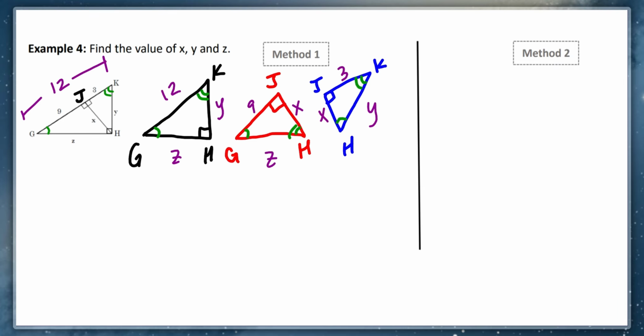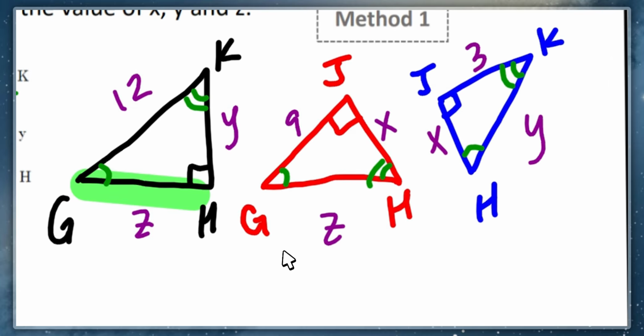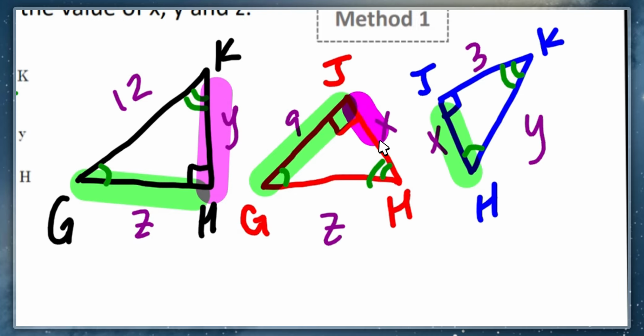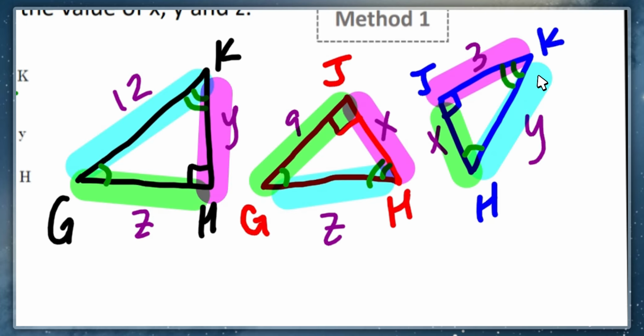Now, let's go ahead and color code our side lengths here. Let's look at this first side here. GH, this is single ring to right angle, single ring to right angle, single ring to right angle. Looking at what we have next. HK, right angle to double ring, right angle to double ring, right angle to double ring. And then our hypotenuse, single ring to double ring, single to double, single to double.